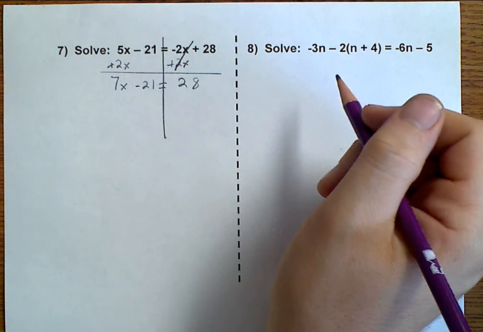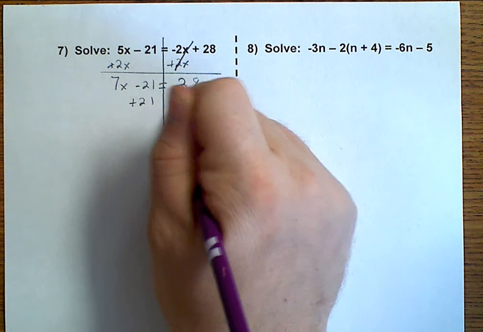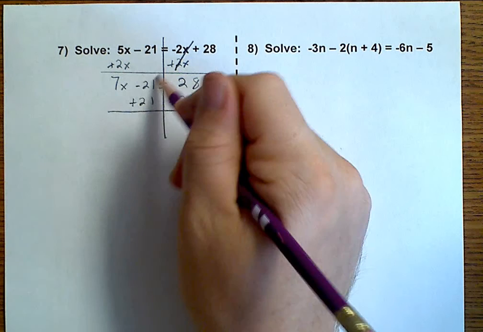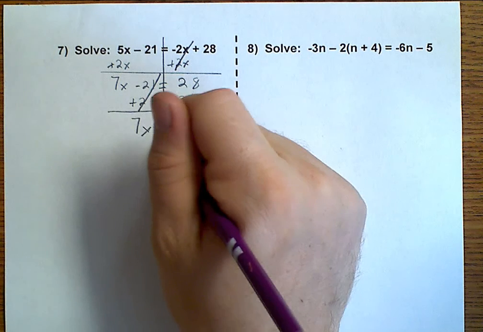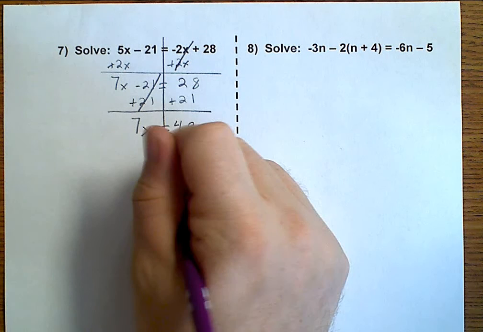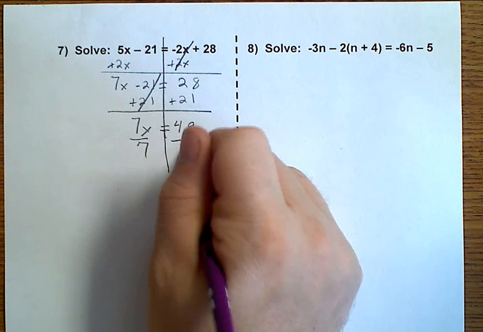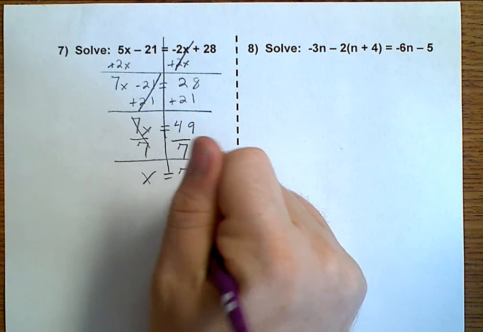Well, now that all my x's are on one side, I've got to get my regular numbers to the other. So I add 21 to both sides, which makes 7x equal 49. And now we divide both sides by 7, and we get that x equals 7.